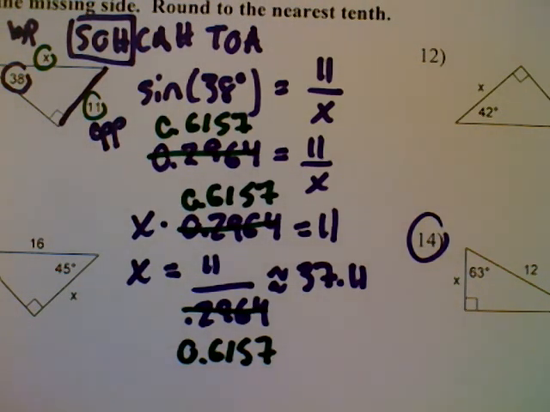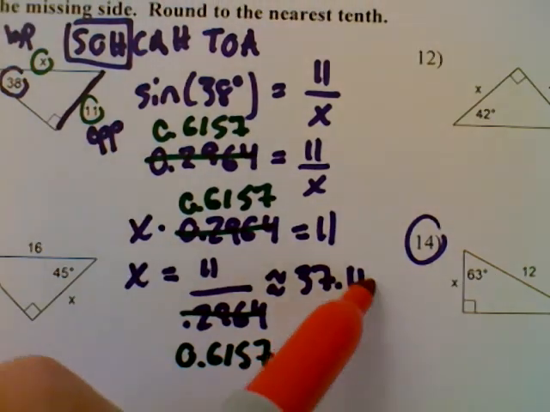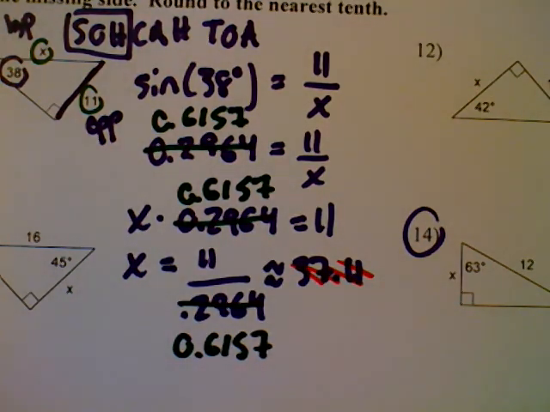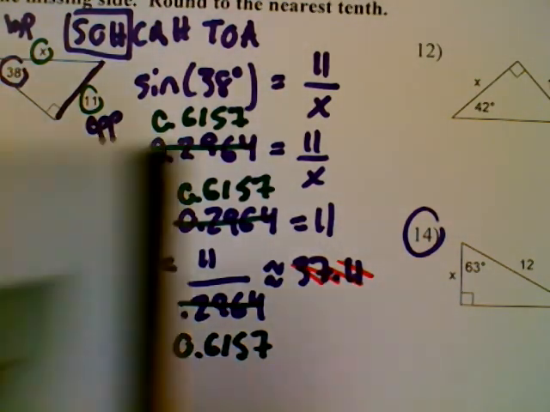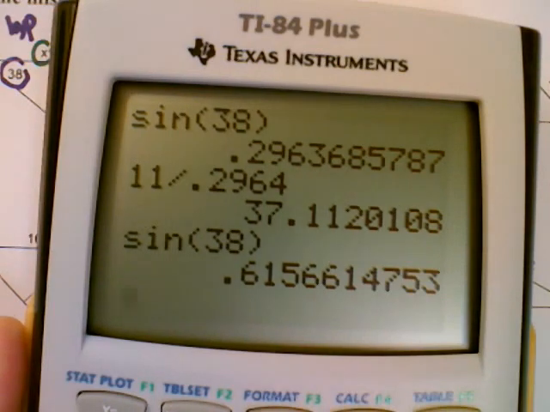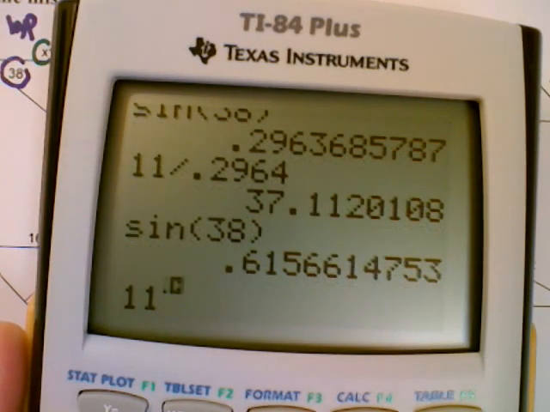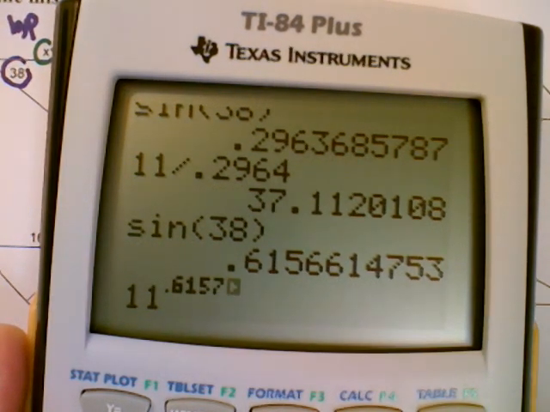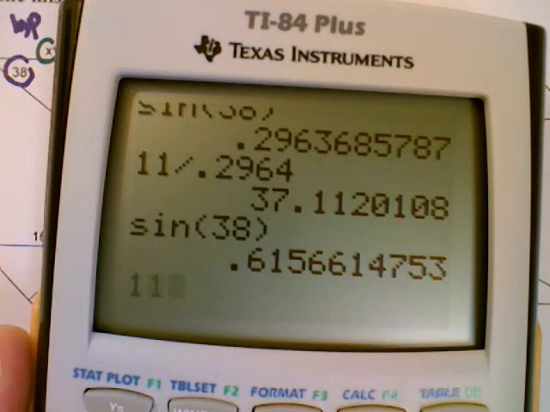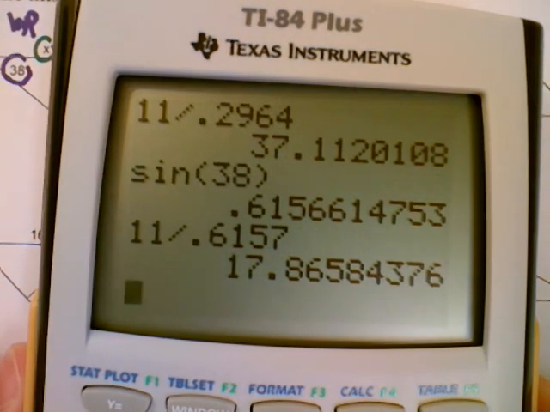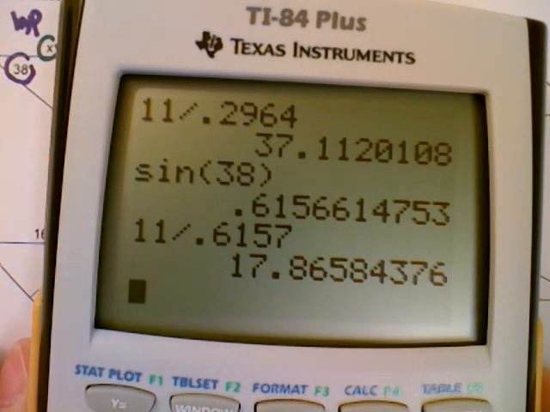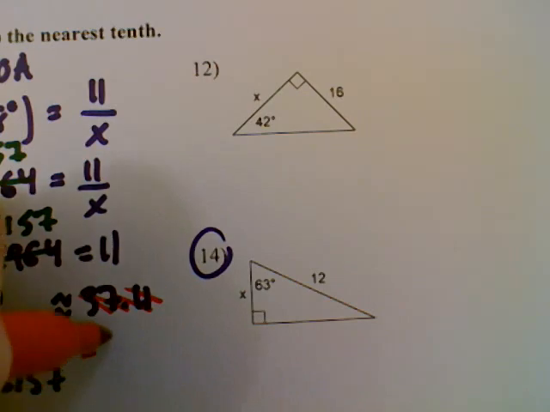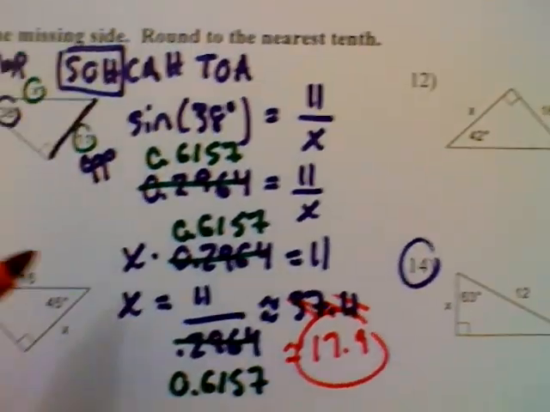Now my final answer, of course, is going to get adjusted. So it's not going to be 37.11 anymore. If I look at what it should be, and I do it on here, 11 divided by 0.6157, I end up with 17, and it asks us to round to the nearest tenth, so 17.9. This makes a lot more sense when you look at the triangle that we started with.